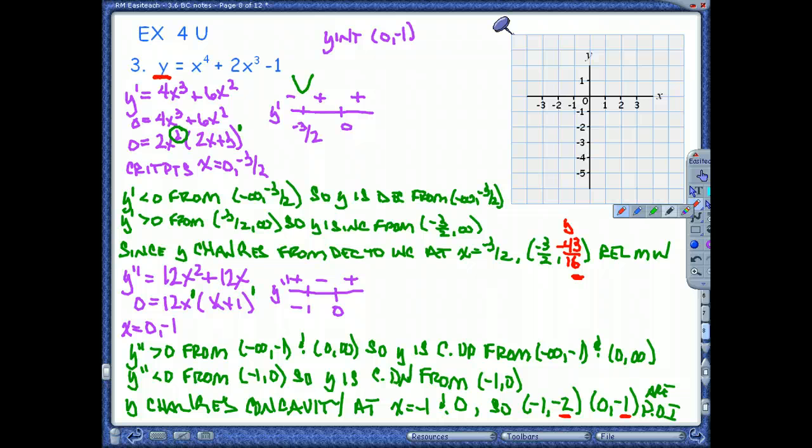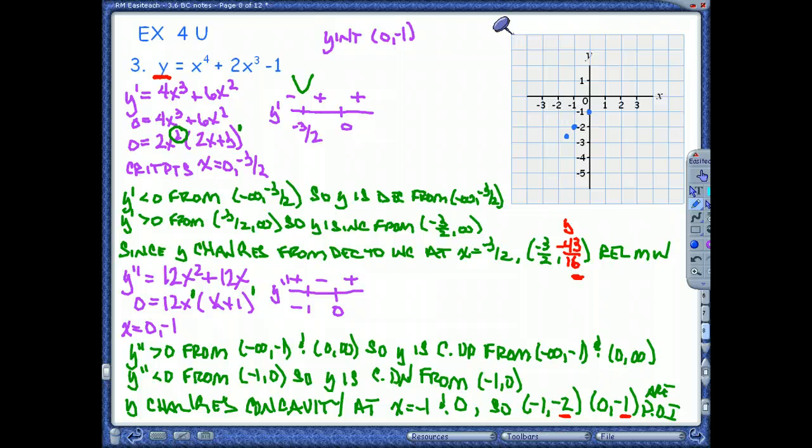Okay, so now when we're ready to graph that, what color haven't we used? Blue. We're going to graph those points. So we have negative 3 halves, negative 43 sixteenths. So negative 1.5, almost at 3, but not quite. We're going to put our little dot there. We have a point of inflection at negative 1, negative 2, and at 0, negative 1. So we have all these nice little points.